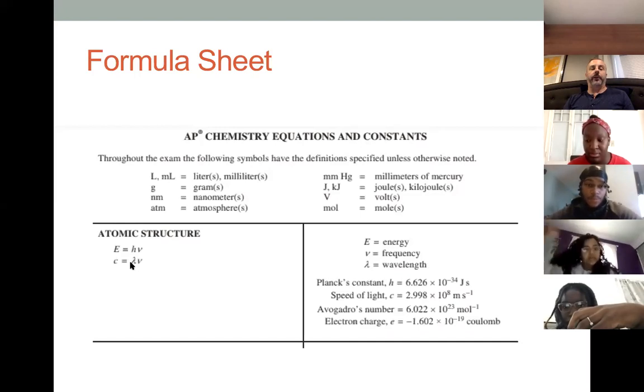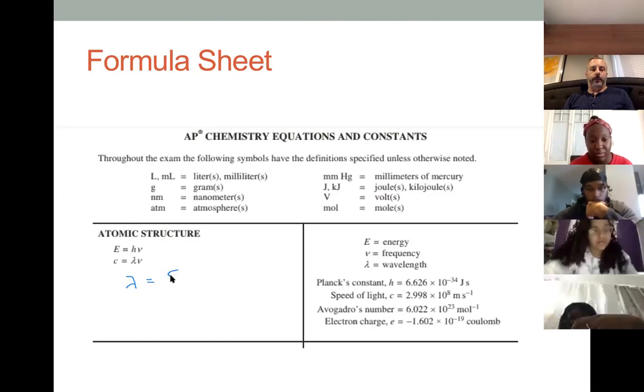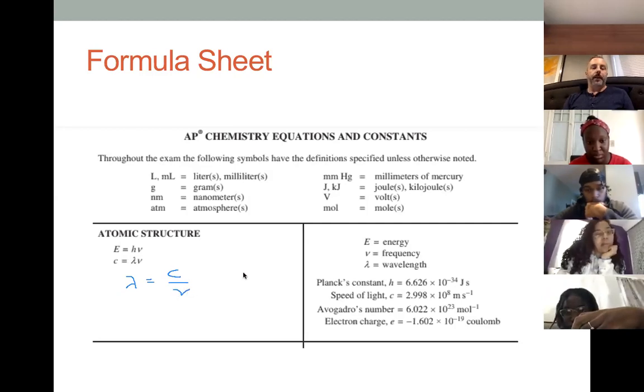And then the same thing over here. If I want to solve for wavelength, same thing. So for manipulating these, if I wanted to solve for wavelength, it would be equal to C, speed of light, over frequency. So these are the only two equations given to you on the formula sheet, and then you're given Planck's constant and the speed of light. So that's about it.